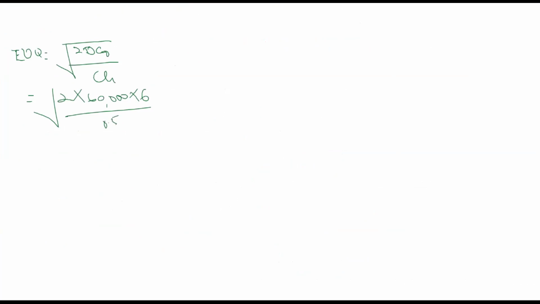So in case we do EOQ, remember with EOQ we get a Q. The EOQ will be equal to the square root of 2 times annual demand times cost per order, divided by holding cost per year. The annual demand, we're told, in a year the units required is 60,000. The cost per order is $6. The holding cost is 0.5. To give us Q equal to how much? 1,200 units.